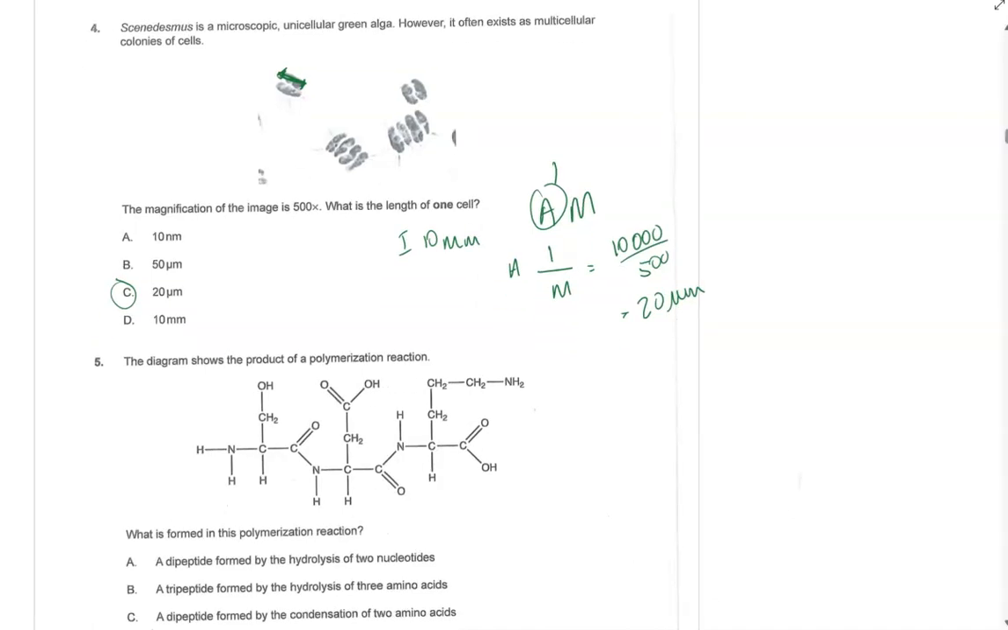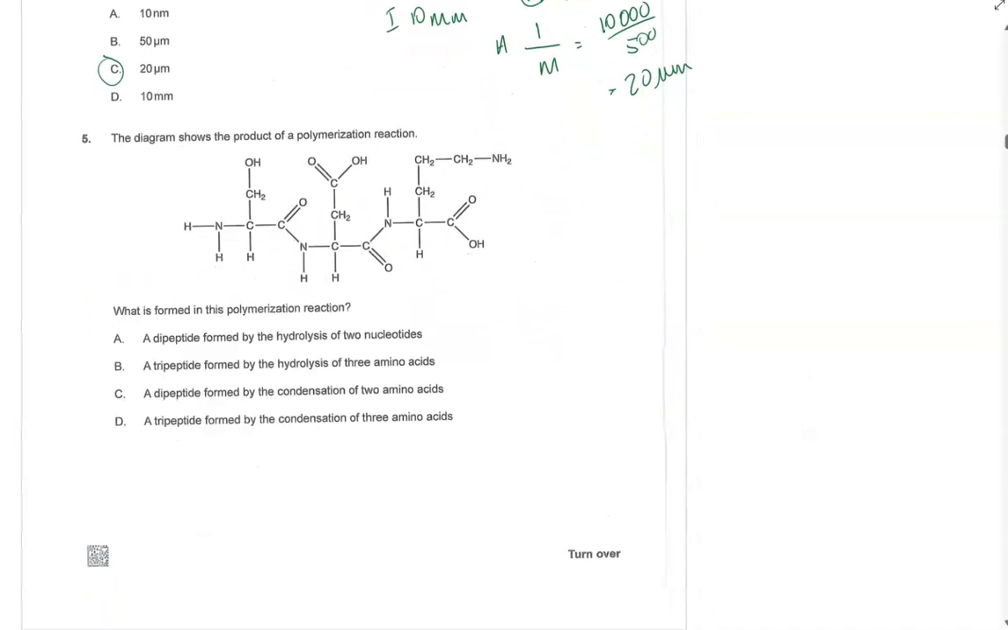There you go. Okay, so the diagram shows a product of a polymerization reaction. So what is it? So we've got NCC, so that's 1 amino acid, NCC, that's 2 amino acids, NCC, that's 3 amino acids. So it's a tripeptide, so we can cross out A and C, and then it's formed by the condensation of these 3 amino acids. So the answer is D.